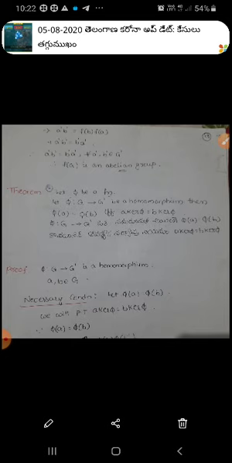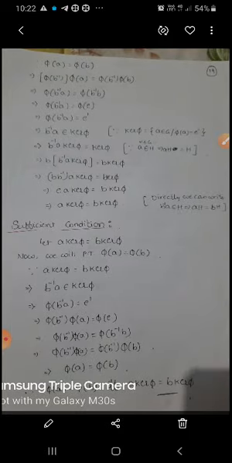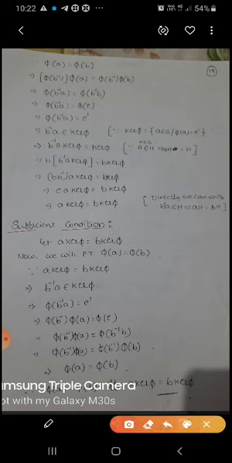Let φ(A) = φ(B). We will prove that A·kerφ = B·kerφ. Since φ(A) = φ(B), we can multiply with φ(B)⁻¹ on both sides. So φ(B)⁻¹·φ(A) = φ(B)⁻¹·φ(B). That implies φ(B⁻¹A) = φ(B⁻¹B).